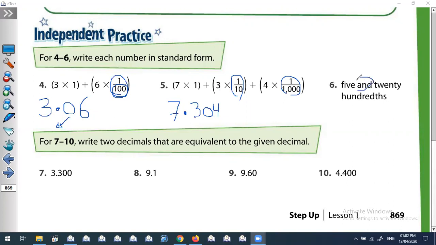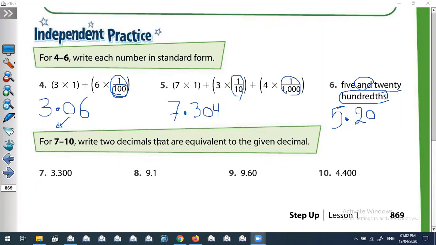5 and, so you have to write 5 and put the decimal point. 20 hundredths. You have to write 20, no problem. Hundredths means you have 2 digits. Do you have 2 digits in the decimal? Yes. So don't add any zero. 5 and 20 hundredths.